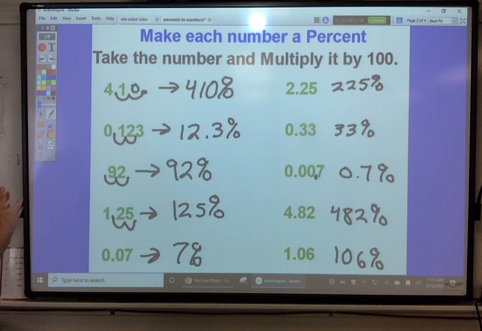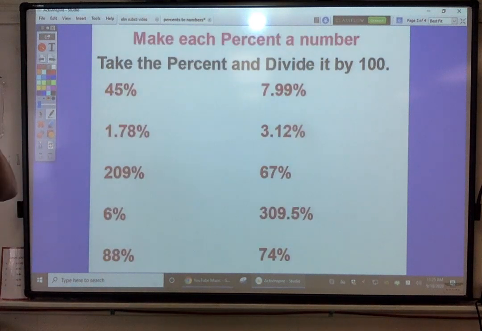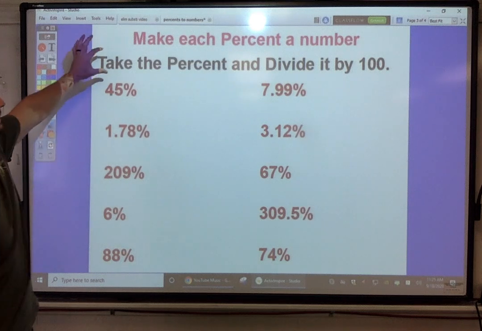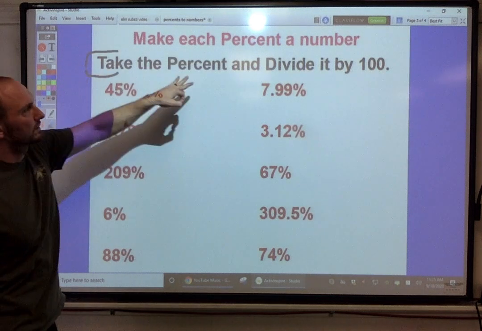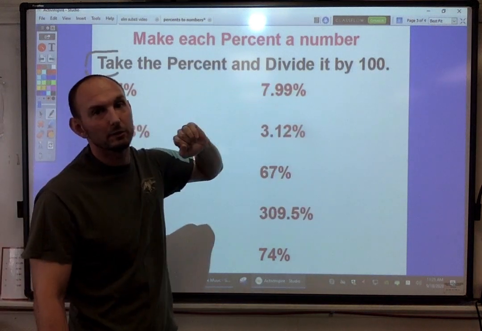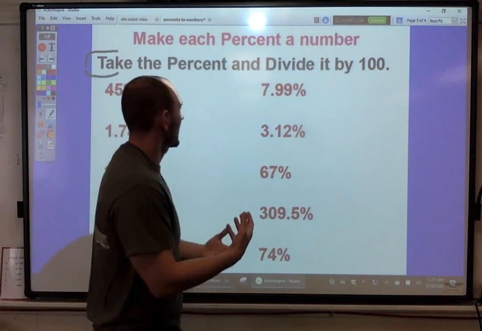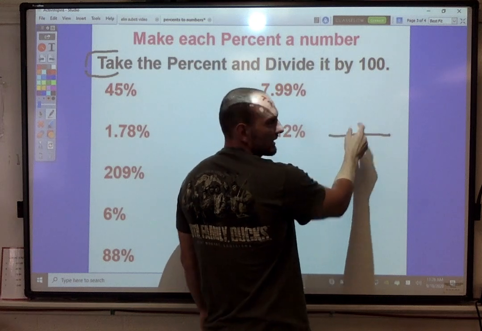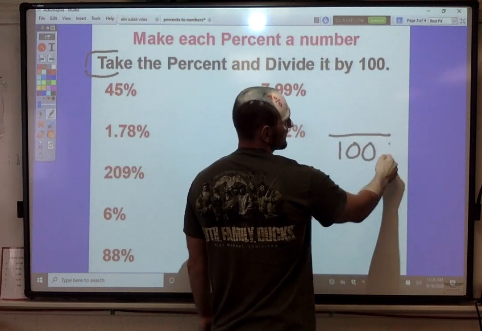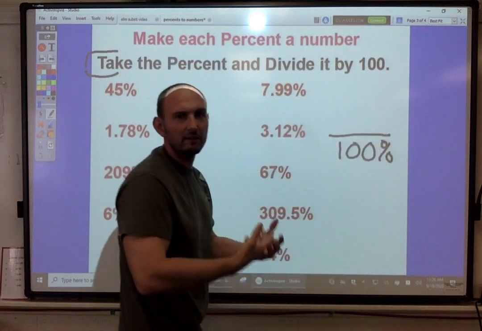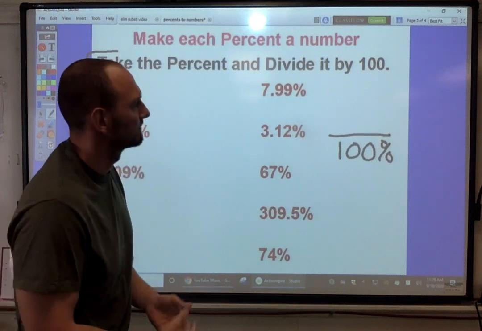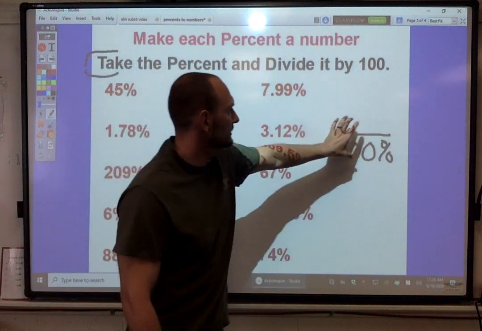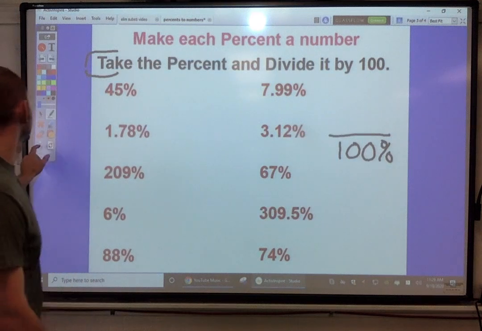Next slide is going to be doing the opposite. So here we go, we're going to make a percent into a number. So there's our direction right here. Take the percent and divide it by 100. The reason is, it's what percent you have out of 100%. Because if you have everything, you have 100% of it. So to make it into a useful number, we divide it by 100.